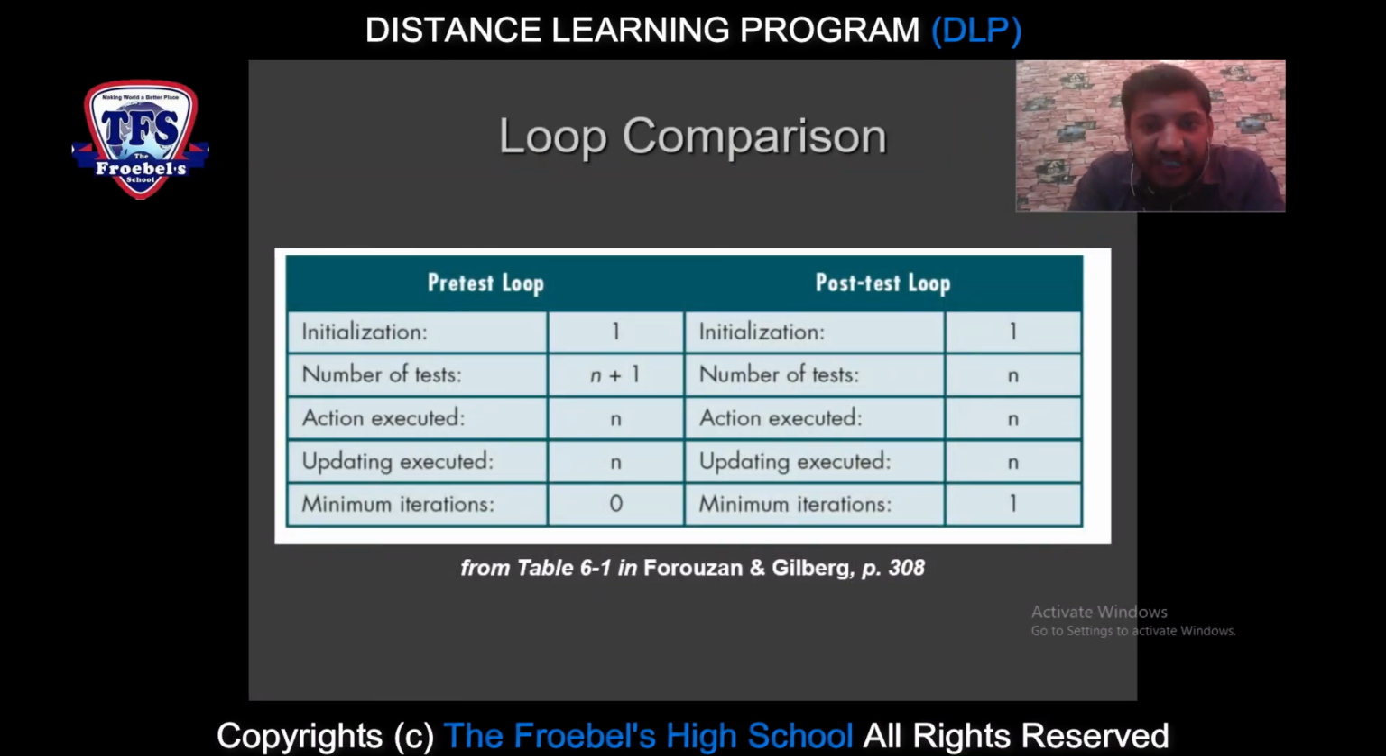Now this is the comparison. The initialization is the same in the pre-test loop and the post-test loop. In the pre-test loop, the number of tests is n plus 1, and in the post-test loop, the number of tests will be n. It can be infinite. There is a chance of zero iterations in a pre-test loop. Maybe your loop can never be executed even once in a pre-test loop, whereas in the post-test loop, the minimum iterations would be 1, because there is a chance of at least 1 iteration.